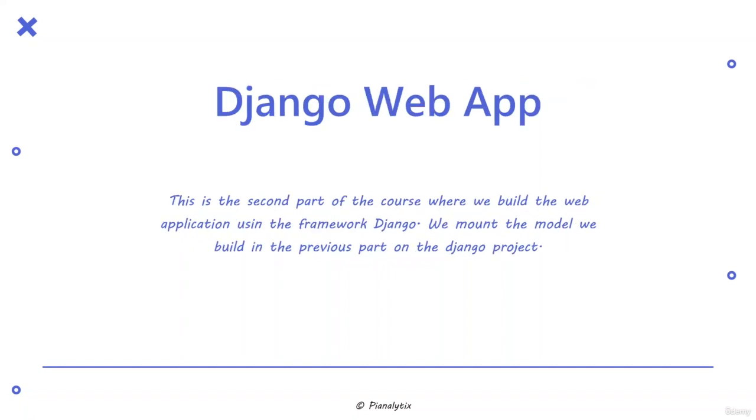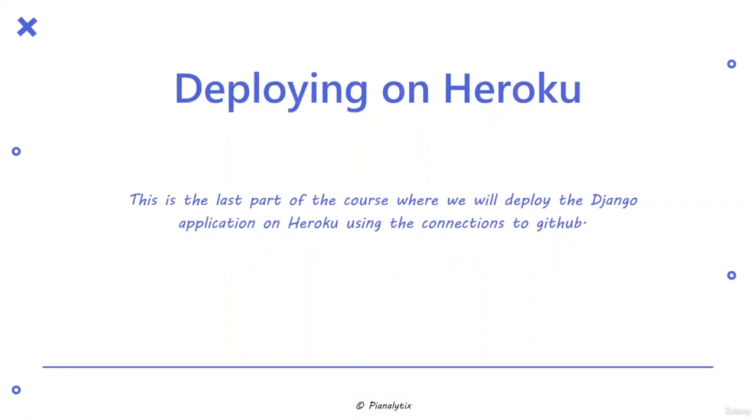The second part is where we will be building a web application on the framework Django. Now we mount the model we built in the previous part onto the Django project. Now this is the last part where we will be deploying the Django application on Heroku using the connection to GitHub.